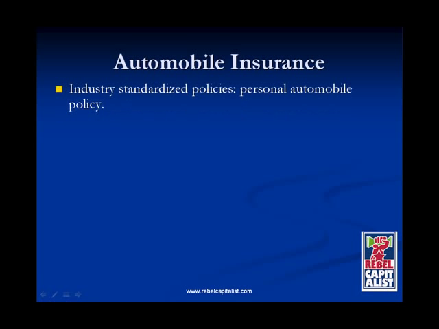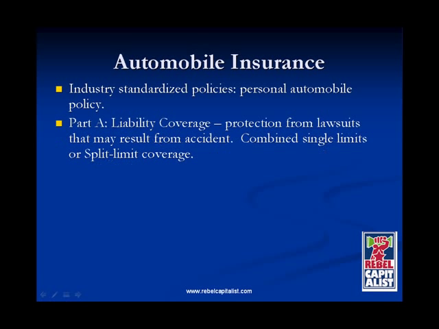Automobile insurance. Automobile insurance policies are standardized. There's an industry standard, and it's called the Personal Automobile Policy. This policy is divided up into parts. Part A is the liability coverage. This is protection from lawsuits that may result from an accident. You have two options for liability coverage. There's a combined single limit, and there is the split limit coverage. Split limit usually goes like 10,000 per occurrence and maybe 100,000 overall.